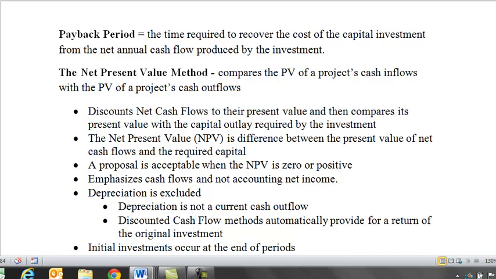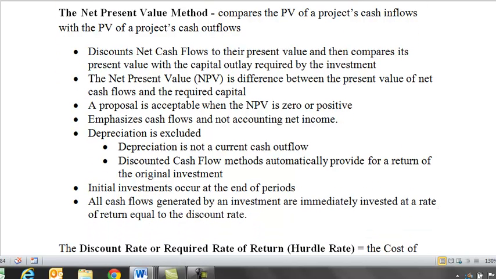Another method we use is the net present value method. This compares the present value of a project's cash inflows with the present value of the project's cash outflows. The net present value method discounts the net cash flows to their present value and then compares the present value with the capital outlay required by that investment. It then calculates the net present value, or the NPV, which is the difference between the present value of net cash flows and the required capital. If the NPV is 0 or positive, that proposal or project will be acceptable.